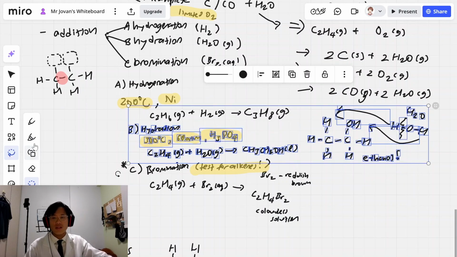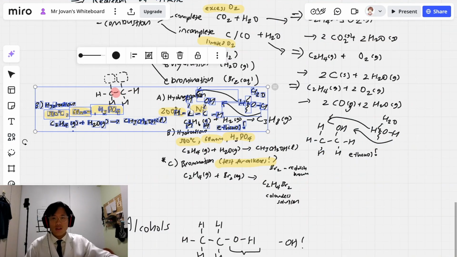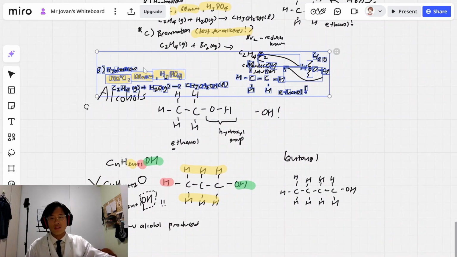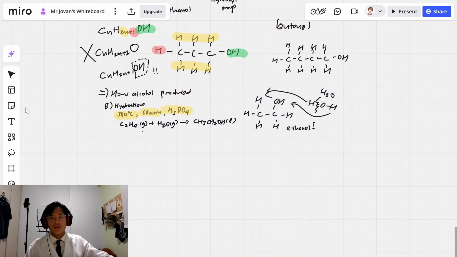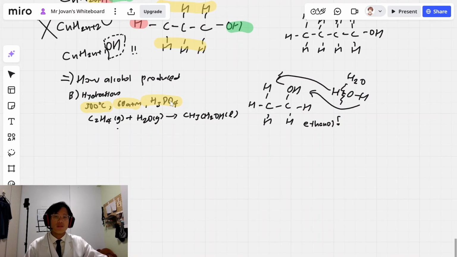Everything is linked. Alright, so lucky for us, we already learned how to get alcohols just now. Okay, and we are linking the dots already. Okay, very good. We know how alcohols are produced just now.